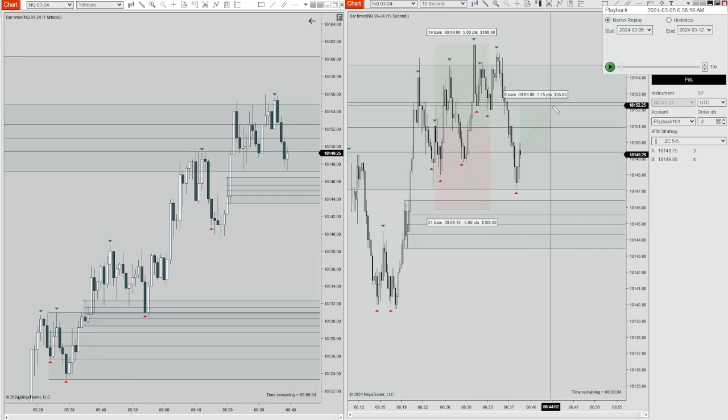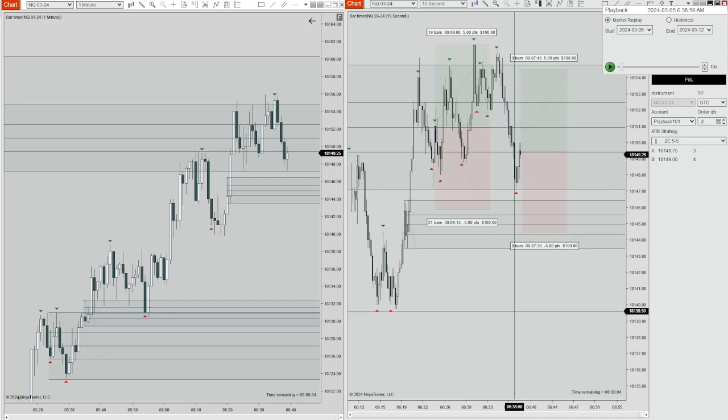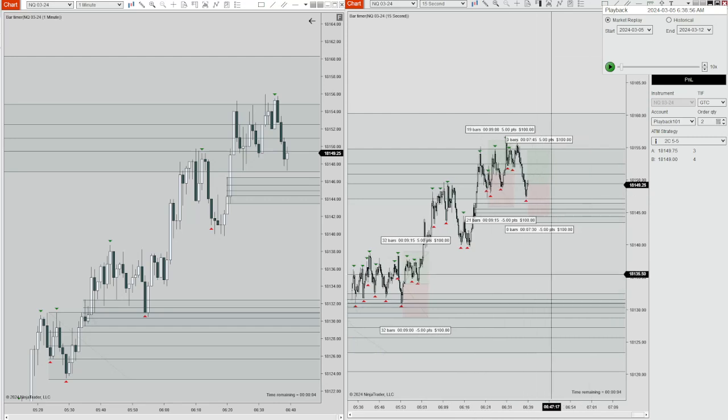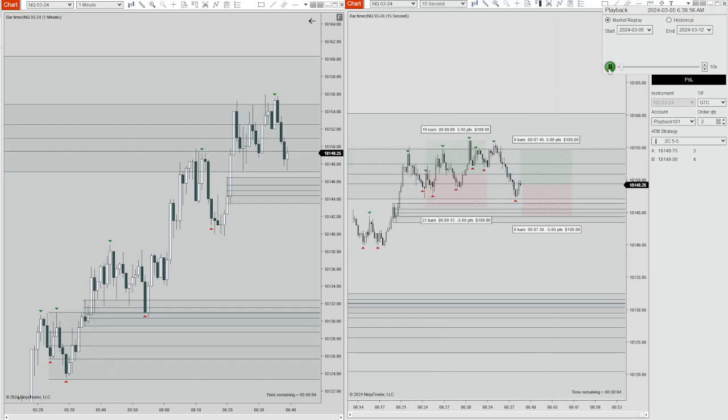So let's look at this one. Right, and then tap, and then you're into the zone, right, taking the liquidity, with the bias clearly to the upside. Let's see if this one plays out. Come on, come on, come on.